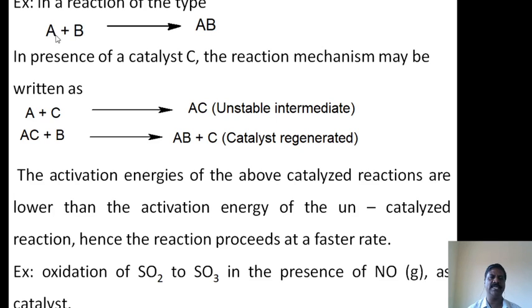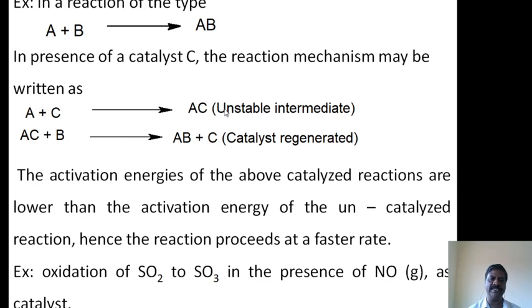A and B are the reactants, and AB is the product formed. In the presence of a catalyst C, the reaction mechanism may be written as follows: first the catalyst combines with one of the reactants, that is reactant A combines with C to form AC. This is the unstable intermediate.